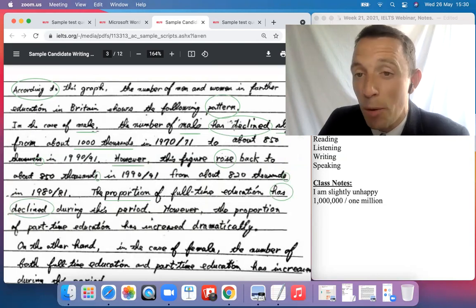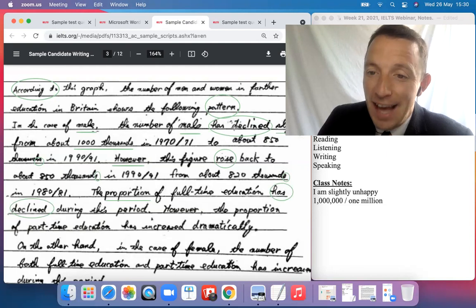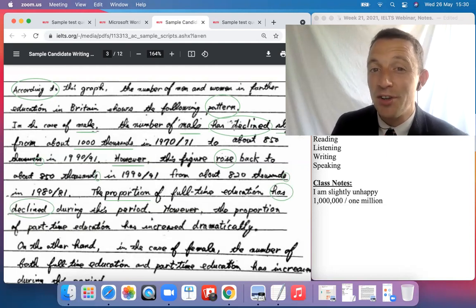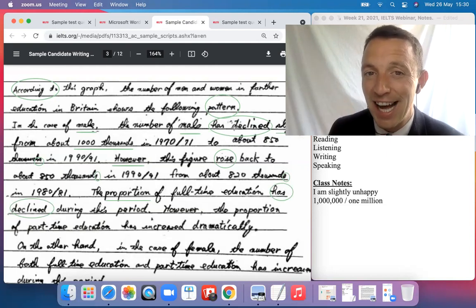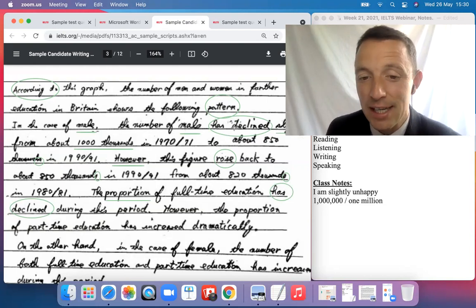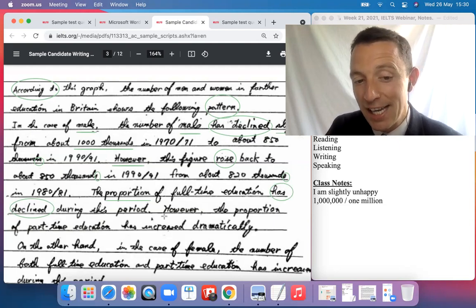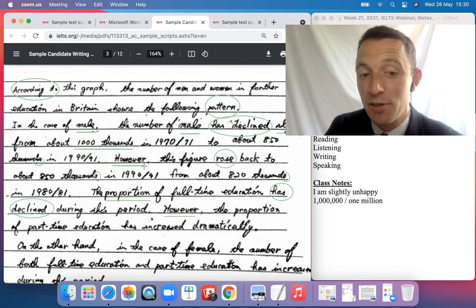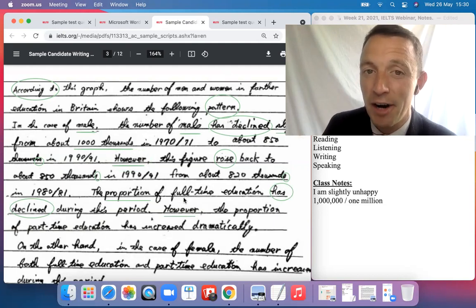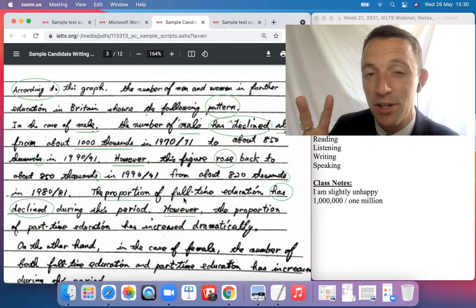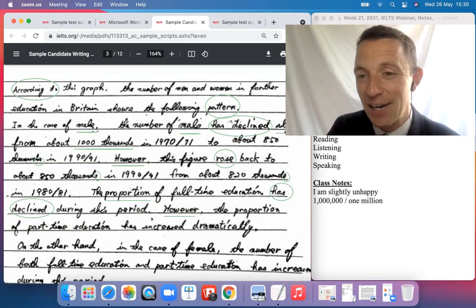So maybe has dropped, has fallen. Definitely it's necessary to use another word because we have already written has declined already. So for this reason, you should try to think of alternative vocabulary and a synonym in this case during this period. However, again, I would make the same point that you have used already, however. So because you have used it before, I would consider another linker, and that's very, very important, I think. So there's two examples of repetition already, and it's necessary to maybe avoid this type of problem.